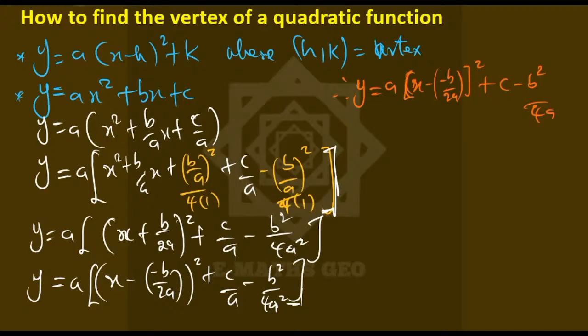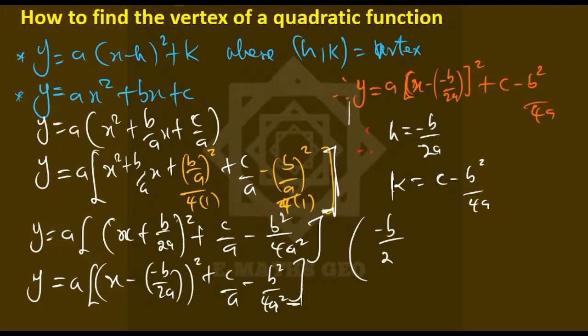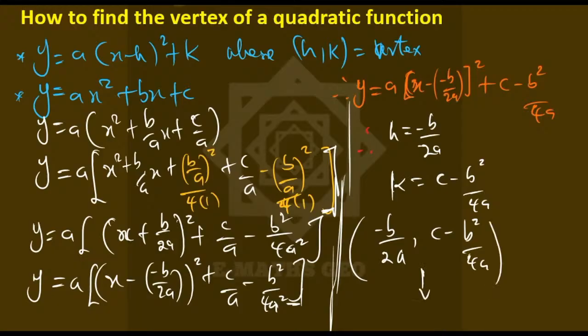You can see that, comparing, h will be minus b over 2a and k is c minus b squared over 4a. So the coordinate of the vertex is minus b over 2a, comma, c minus b squared over 4a. So this is the coordinate of the vertex. Given the general equation, I've derived that.